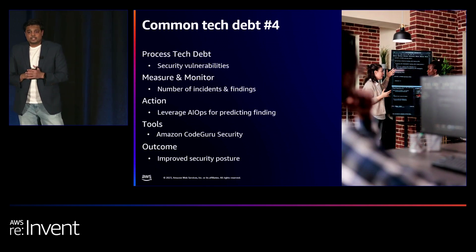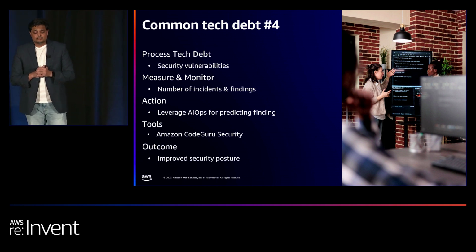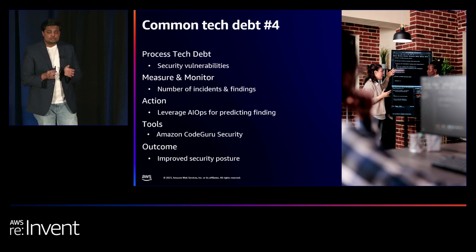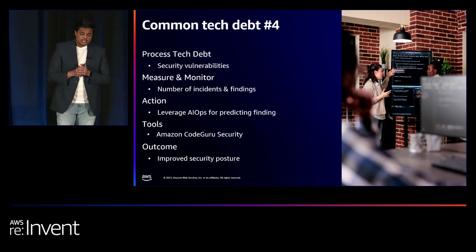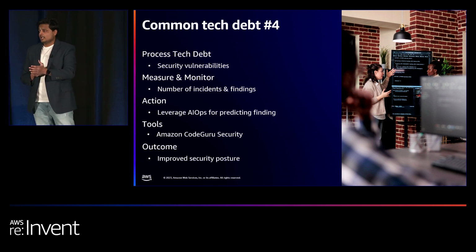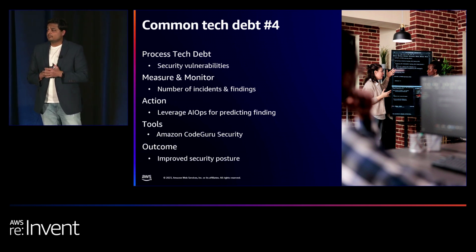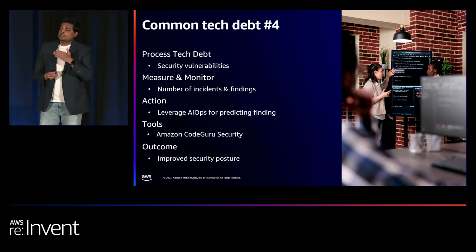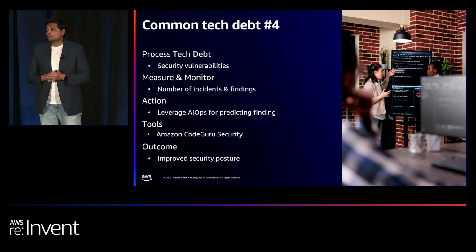The fourth common technical debt item that I have seen is identifying the security vulnerabilities. And this is more of a process thing. How many incidents and findings have happened in the last year? And you try to measure that as the metrics. You will realize that there are ways you can actually prevent certain incidents from happening. And then you can reduce some during the development life cycle itself.